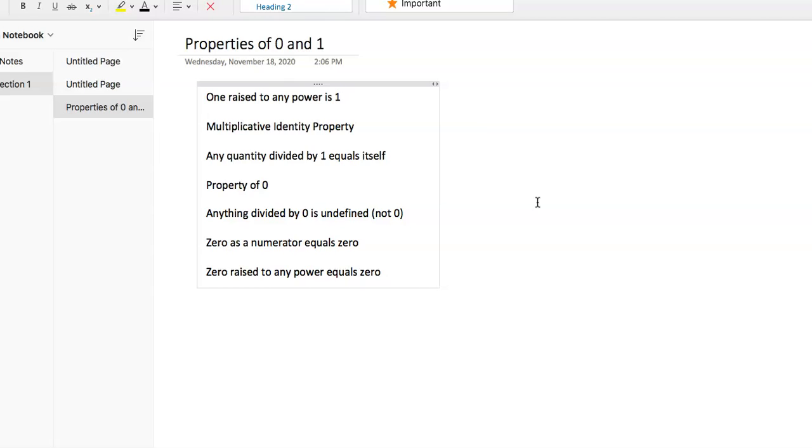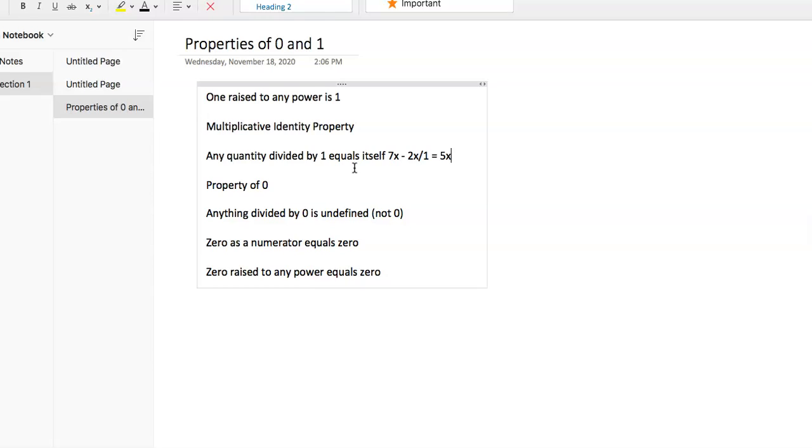Similarly, this isn't a property, but any quantity divided by 1 equals itself, right? And you might get stuff with variables. So you might see something like 7x minus 2x divided by 1, right? And then you just need to deal with the numerator, so 7x minus 2x equals 5x divided by 1, and that equals 5x, yeah? And that's all you got to know.